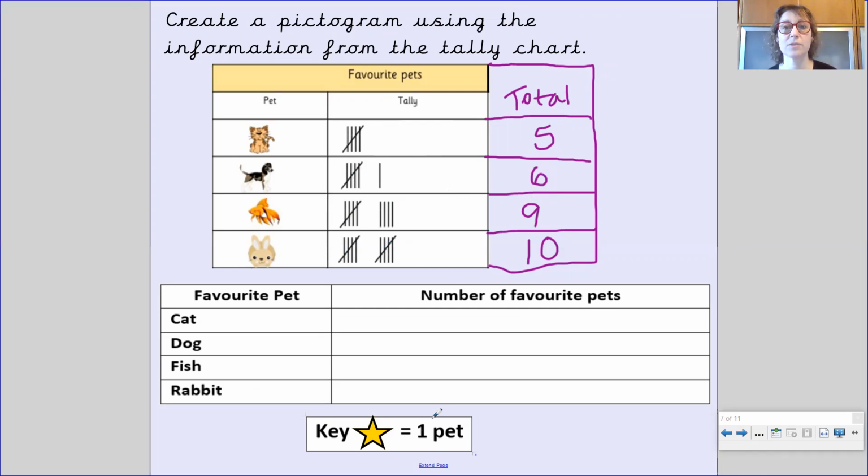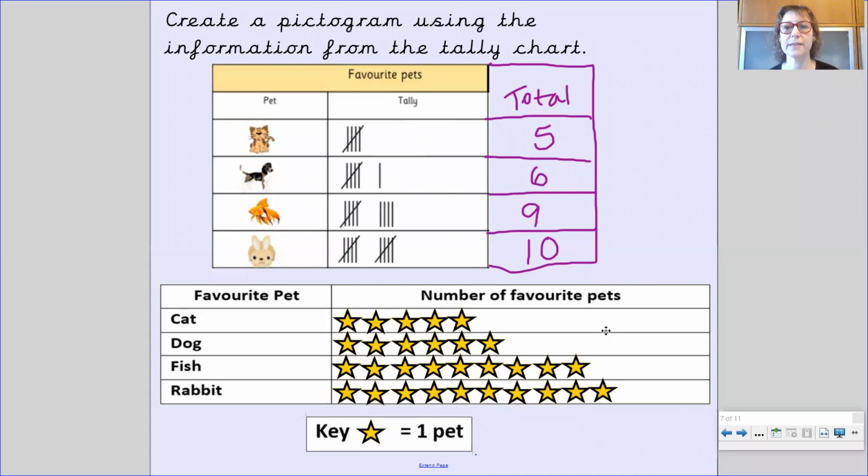That's a lot of stars for me to put on the screen. I think what I'm going to do is I'll show you the first one and then I'm going to pause it and do the rest of them so you don't have to watch me. It's a lot of watching. So I have got 5 cats. 1, 2, 3, 4, 5. Right, so see if you can finish off the pictogram whilst I do.